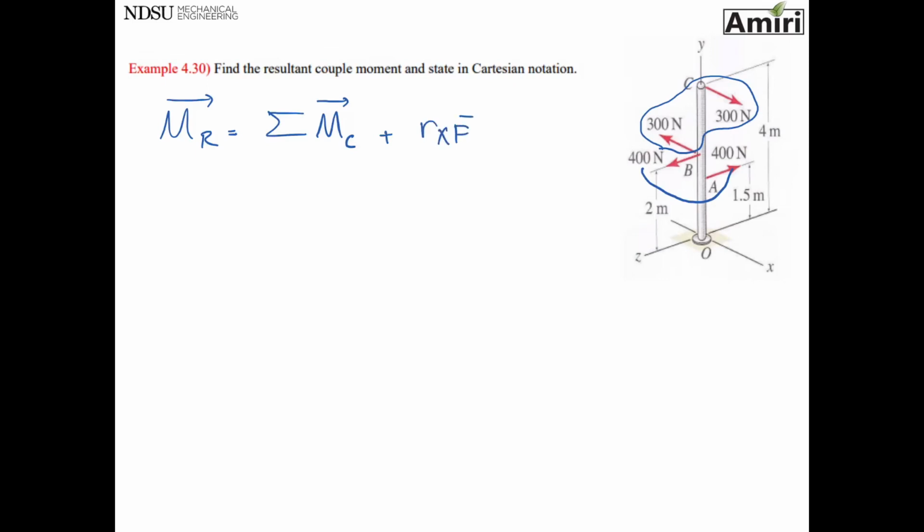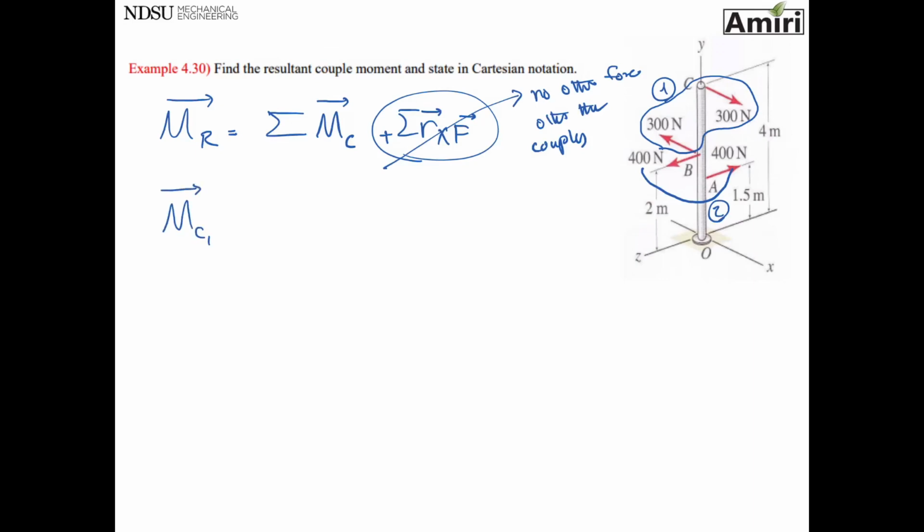Plus, there is no R cross F. There's no other force to move, no other force other than couples. So all I have to do is find those two couples moment. Let's call them couple 1, couple 2. MC1. Remember, this is a vector. This is R cross F. R1, F1. So the distance between them, it doesn't matter which one you start with. I like to start from the bottom one, go up, because my R then is going to be positive.